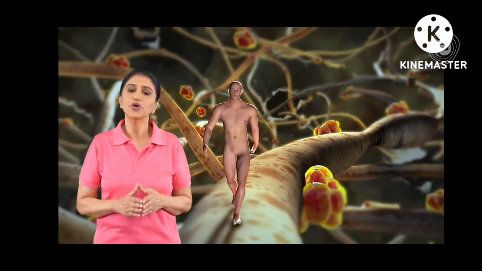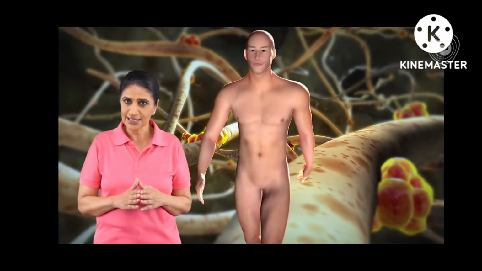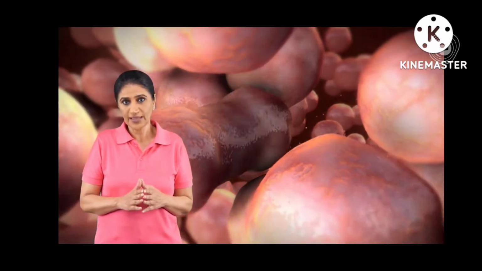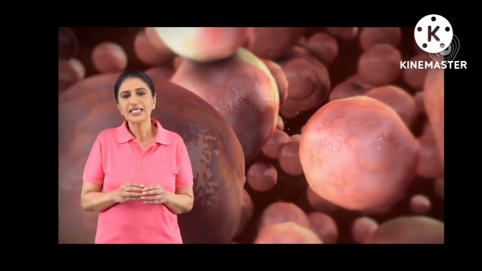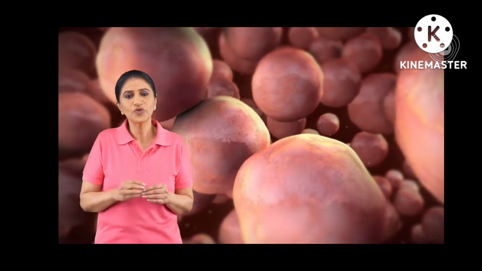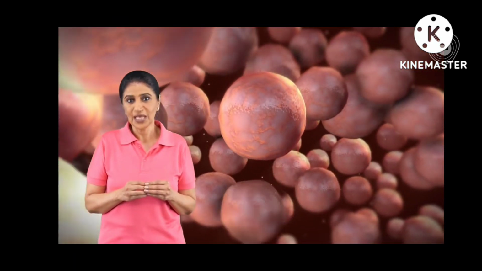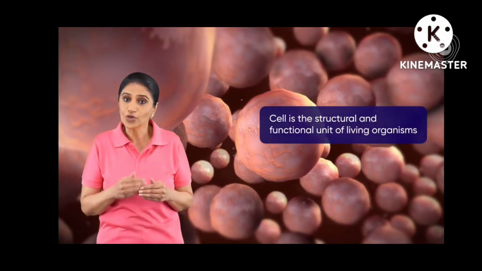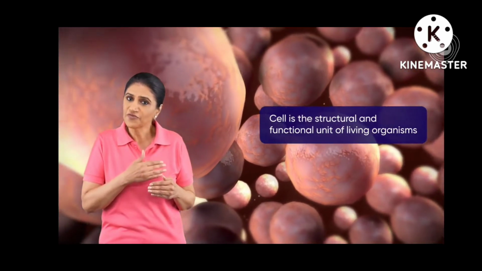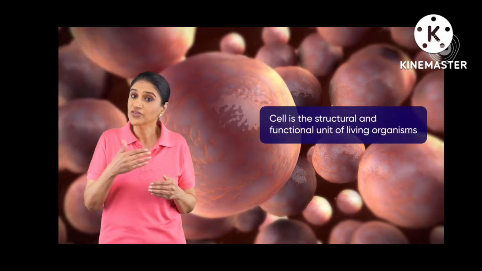Body is made up of microscopic units called cells. Though we cannot see them, trillions of them work together to give us life. These small units are made up of various components known as cell organelles. Let us see what a cell looks like and study its various internal organelles and their functions.